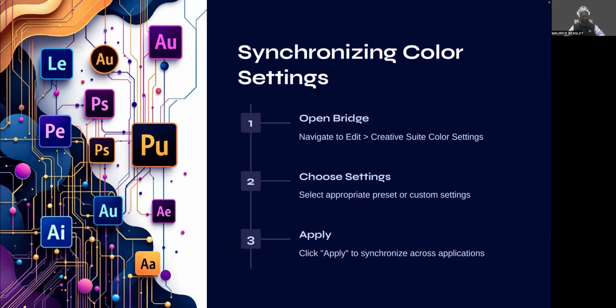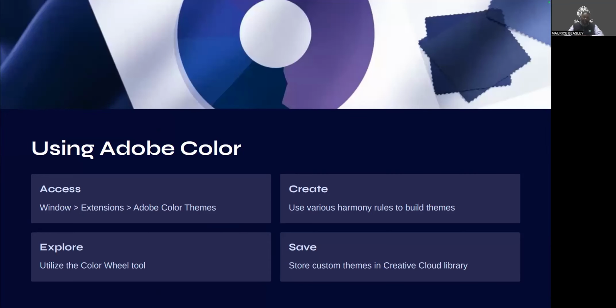It's this 1, 2, 3 step, exactly what it shows here. Open up Bridge, go to Creative Suite color settings, and then from there, choose the color setting that you just made in Photoshop, and then tell it to share it. Done. There's nothing to it at that point.